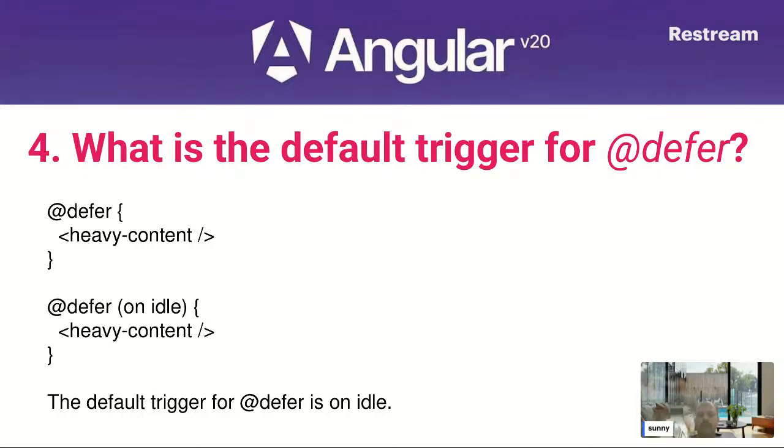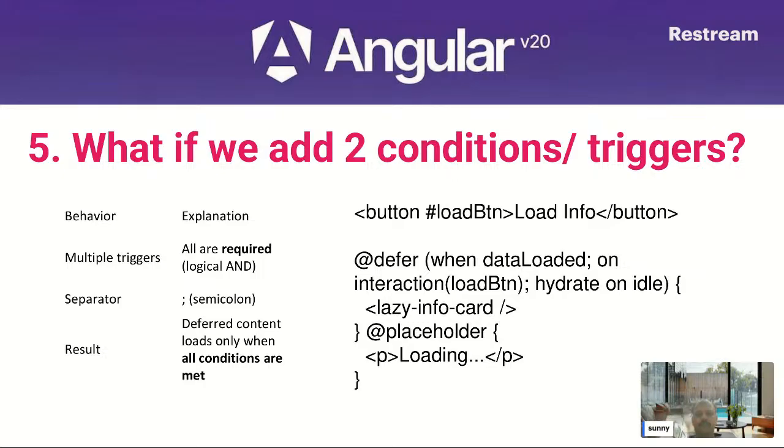What is the default trigger? The default trigger for defer is idle, so generally idle is used as the default trigger. What if we add two trigger conditions? Yes, this is also possible. If all are required, you can add conditions like when on data loaded, when hydrate on. These are the different conditions that you can use.